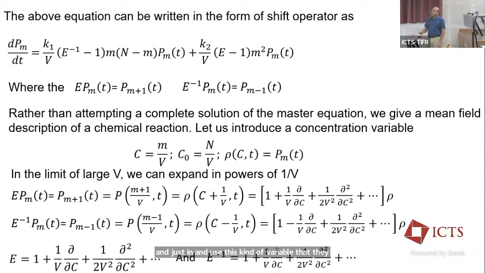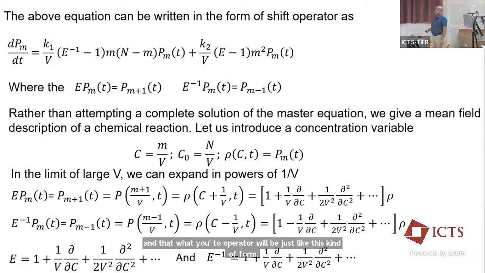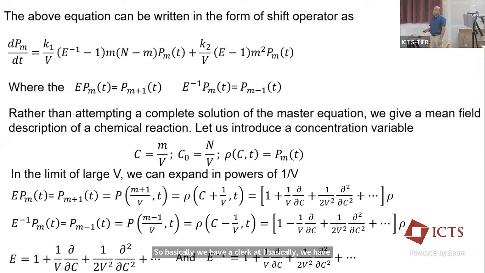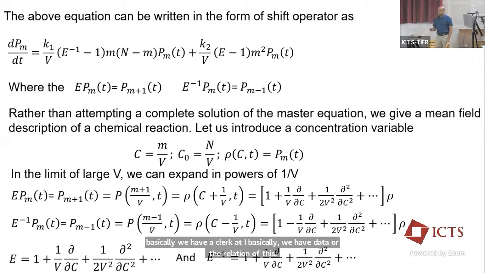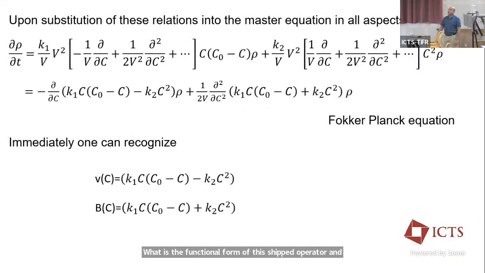finally we can write this shift operator in this form, and the backward shift operator will be in this form. So basically we have got the functional form of the shift operator and the backward shift operator, and then we can substitute it there, and ultimately you can get an equation that is basically the Fokker-Planck equation. This is a continuous version of this equation.